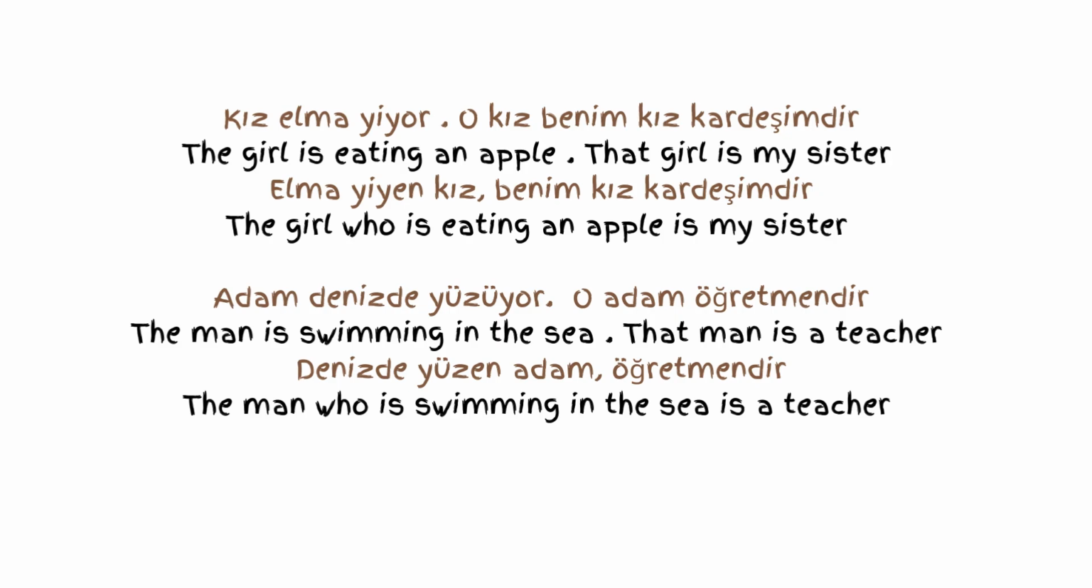Now, in Turkish, we're going to take the object first, which is denizde, in the sea. Then the verb, which is yüzüyor. Again, yüzüyor, it's in the present simple. So we're going to remove the yor, and we're going to be left with yüz. Yüz, ü harfi, will take an to make it a sıfat fiil. Yüzen adam, which is the subject. Who is he? He is öğretmendir.